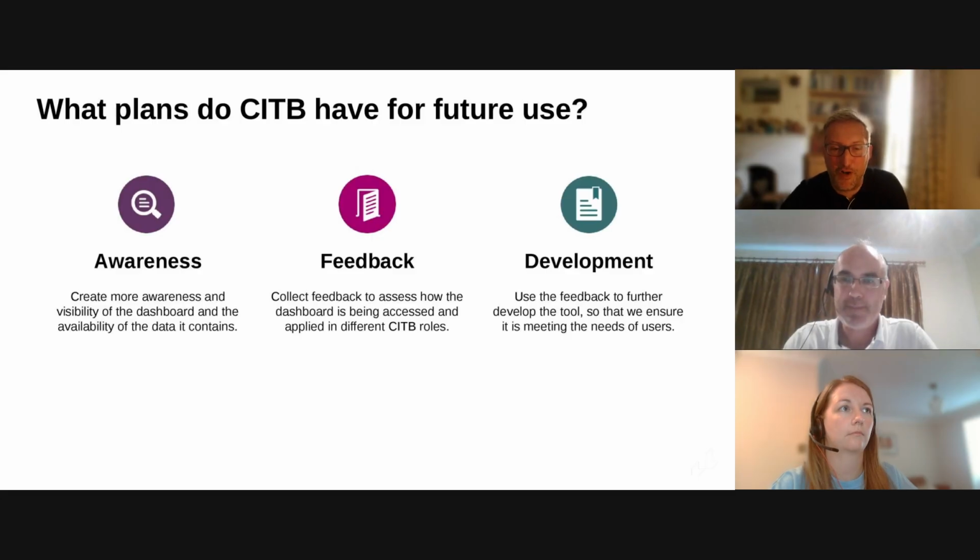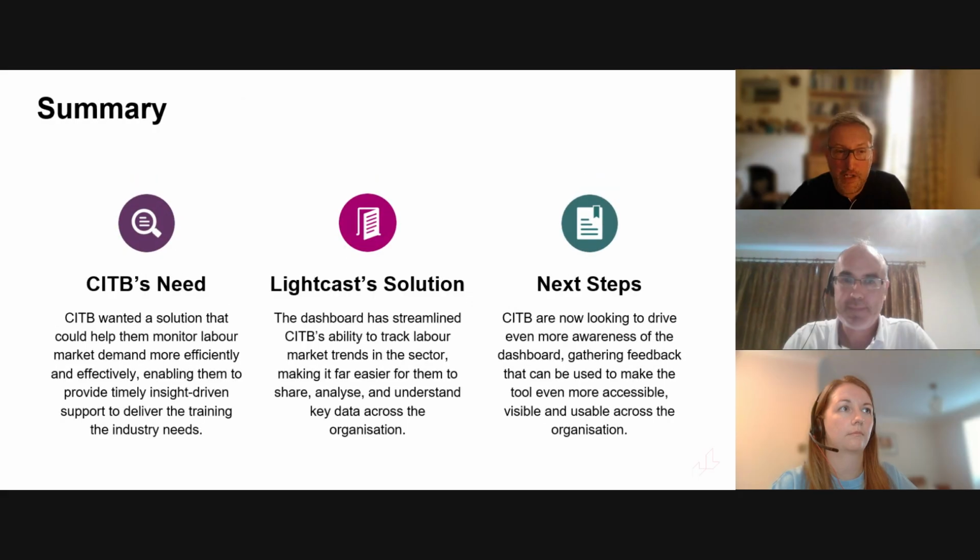That's really positive. It sounds great. Right, I just want to give a brief summary for everyone that joined us today. So essentially what we've discussed and covered, CITB wanted to explore a solution that could help them monitor labour market demand more efficiently, to automate some processes that were quite manual, enabling them to provide more timely, insight-driven support. And to really support that overarching aim around influencing training and industry needs.